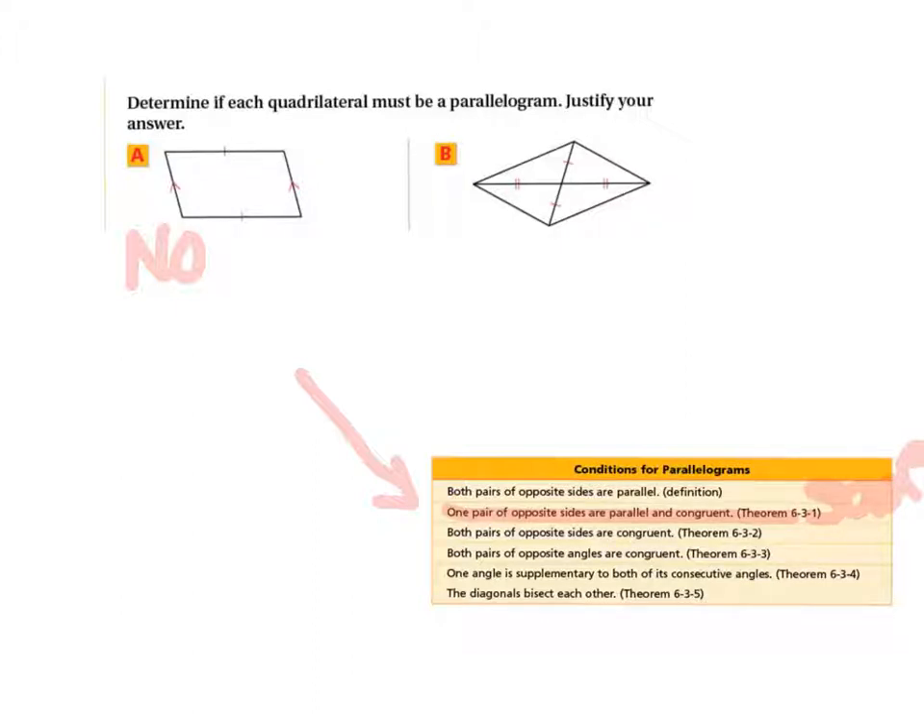Okay, looking at example B now. Example B is related to the diagonals. So I'm going to go down and find something about diagonals. It looks like this last condition: the diagonals have to bisect each other. So let me double check.